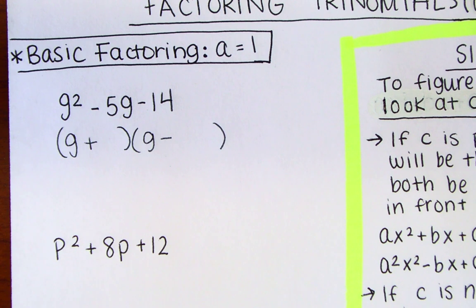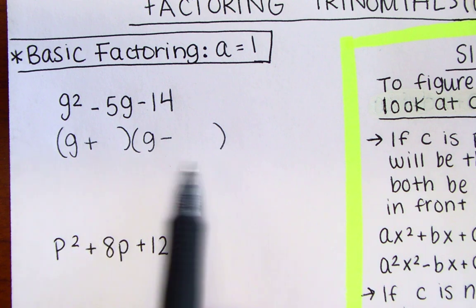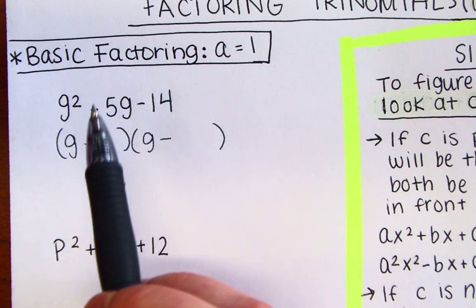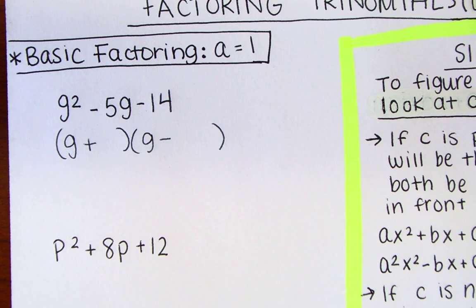Okay, I'm not sure where that stopped, so I'm just going to keep going. Anyway, so we have our two different signs because this is negative. Then we're looking for numbers that multiply to 14 but subtract to give me 5. So in this case, 7 and 2 are the ones that are going to work.